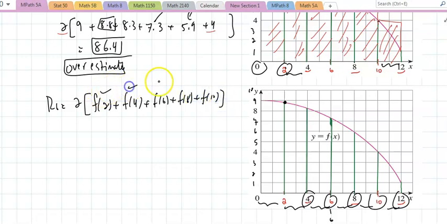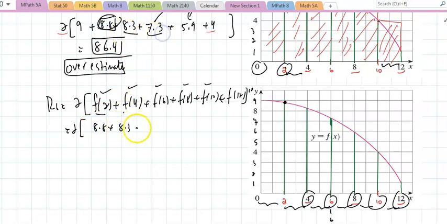Again, when you're done, 1, 2, 3, 4, 5. We're missing one, see? That's why it's important to add f of 12. So that is 2 times, but you'll notice this is right there. That's 8.8. We already did that. F of 4 is right there. 8.3. F of 6 is 7.3. F of 8 is 5.9. And f of 10, we got it to be 4. The only value we don't know, we didn't evaluate f of 12 on the last problem, and that turns out to be a 1. That turns out to be 70.6.